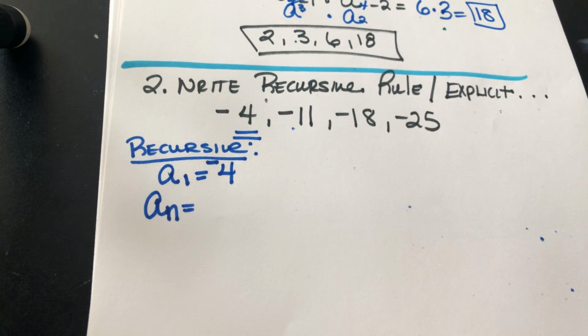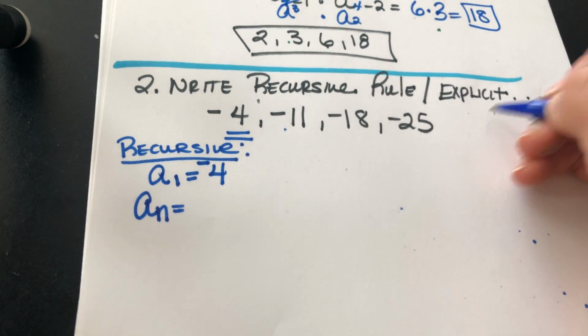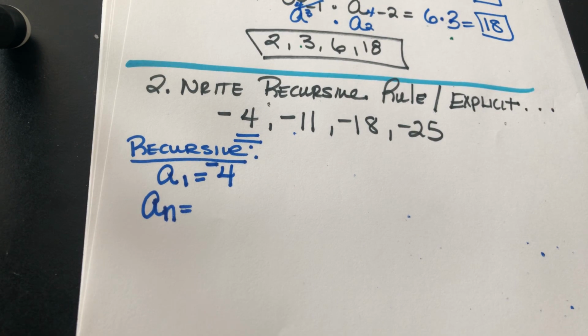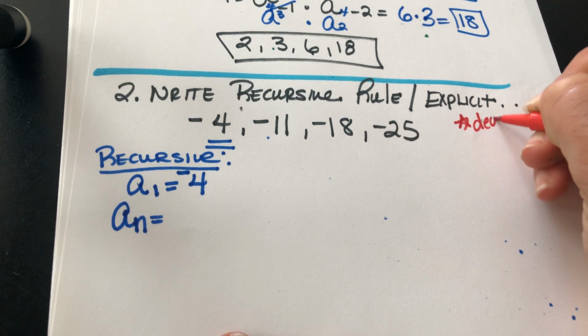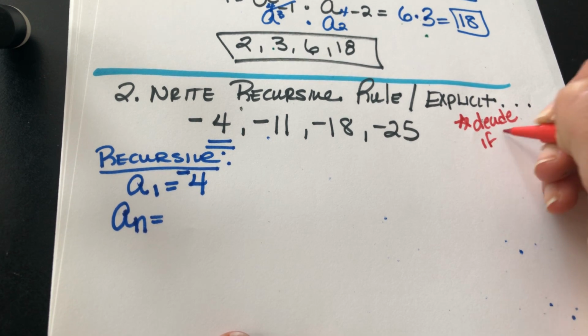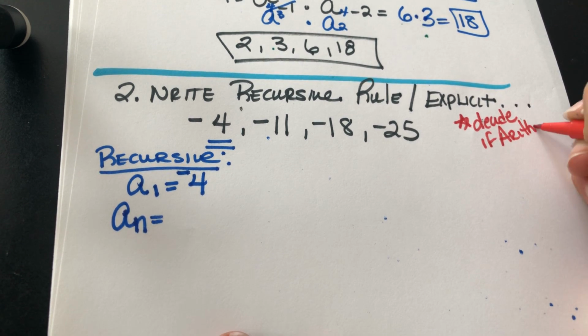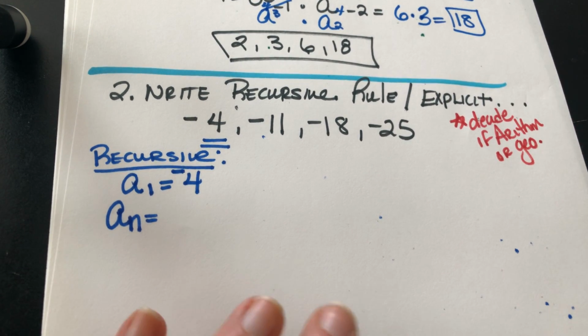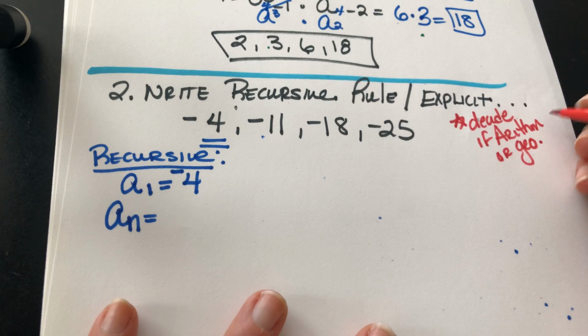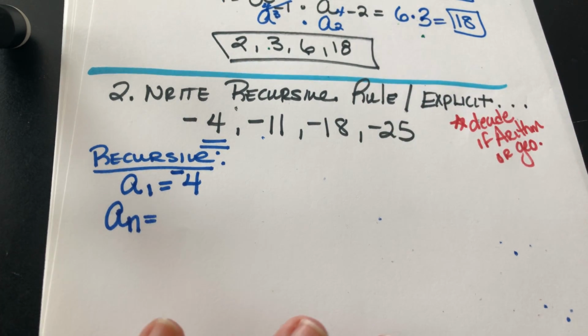The way you want to do it is first you have to decide. This is really important. I'm going to put a star here. Now that you learned geometric and arithmetic, your first thing is you have to decide if it's arithmetic or geometric, and we kind of already talked about that. Arithmetic is if you have a common difference that you're constantly adding.